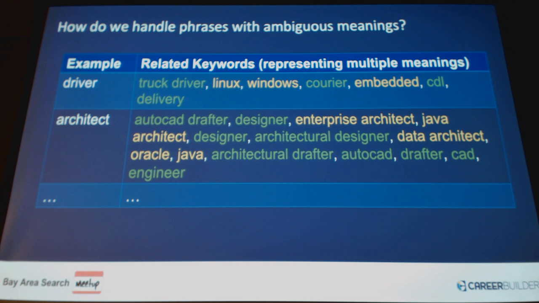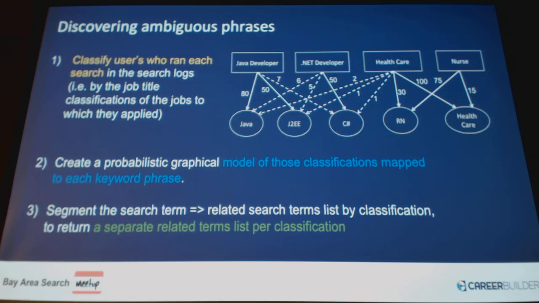The question is, how do we go about disambiguating them, so that we know what CPA means in different contexts? The way we do that is a three-step process. The first is we classify the users who ran each search. So, for example, users who ran CPA. I don't actually know the two meanings of CPA.